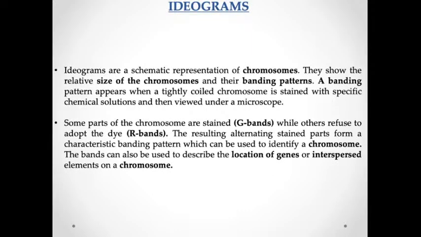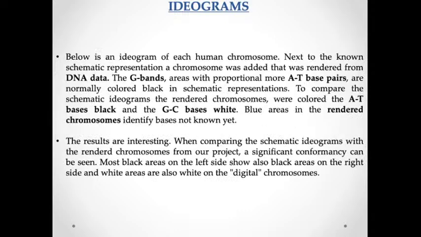Ideograms are the systematic representation of chromosomes. They show the relative size of chromosomes and their banding pattern. A banding pattern appears when a tightly coiled chromosome is stained with a specific chemical solution and viewed under a microscope. So there are G bands and R bands. G bands are the ones which are stained, and R bands refuse to take the staining. The bands can describe the location of genes and interspersed elements on the chromosome.